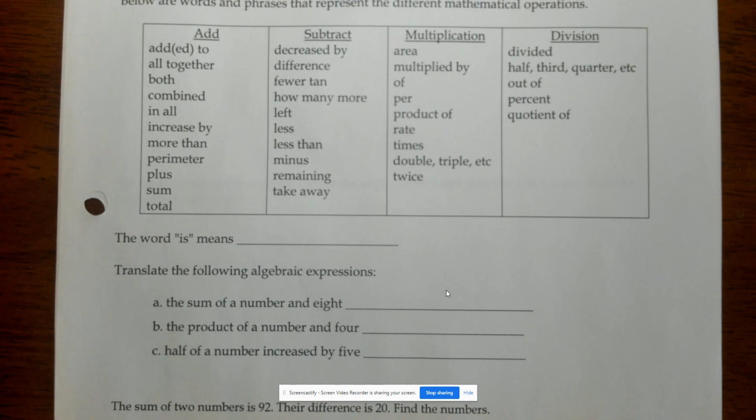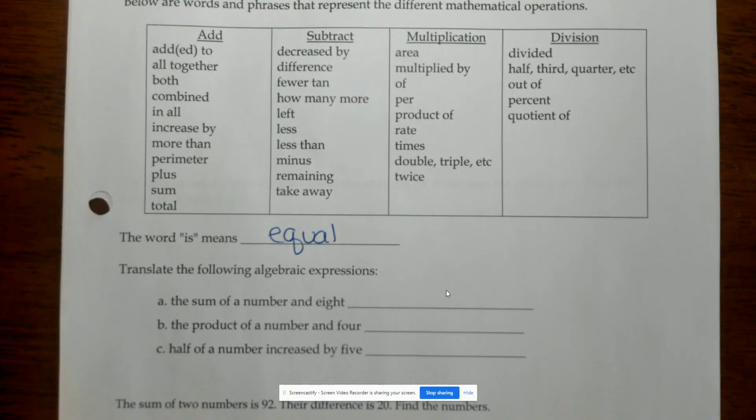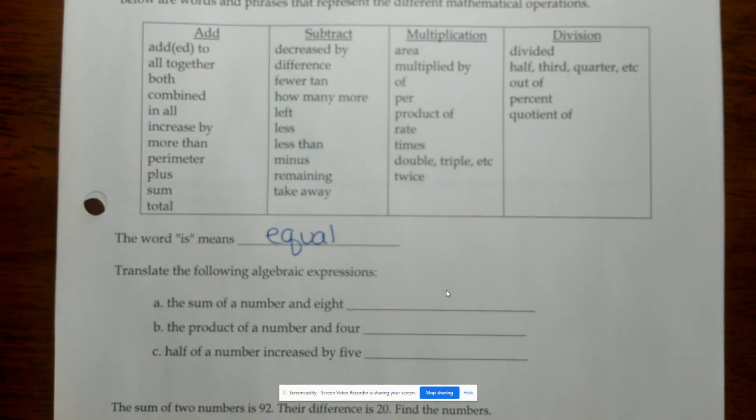The word "is" typically means equal. I can force an equation to not mean equal by a funky type of wording, but most of the time the word "is" will tell you where the equal sign goes. Translate the following algebraic expressions.